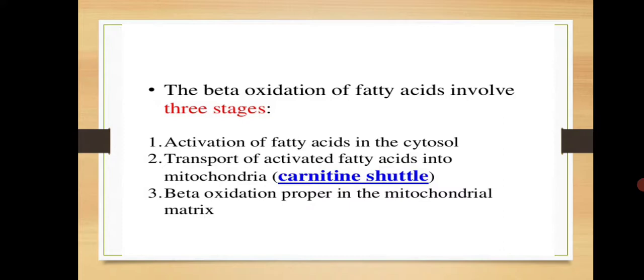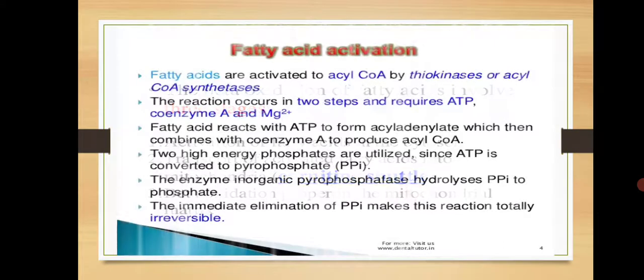So the second process is transportation, and it is carried out by a specific pathway called the Carnitine shuttle system, or Carnitine shuttle pathway. Third is beta oxidation proper in the mitochondrial matrix. In the third stage, the actual oxidation steps are carried out. So first we will see each step one by one in detail.